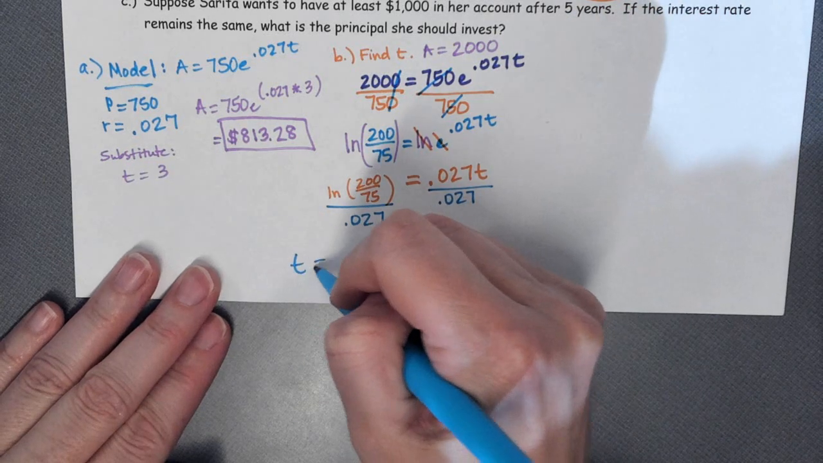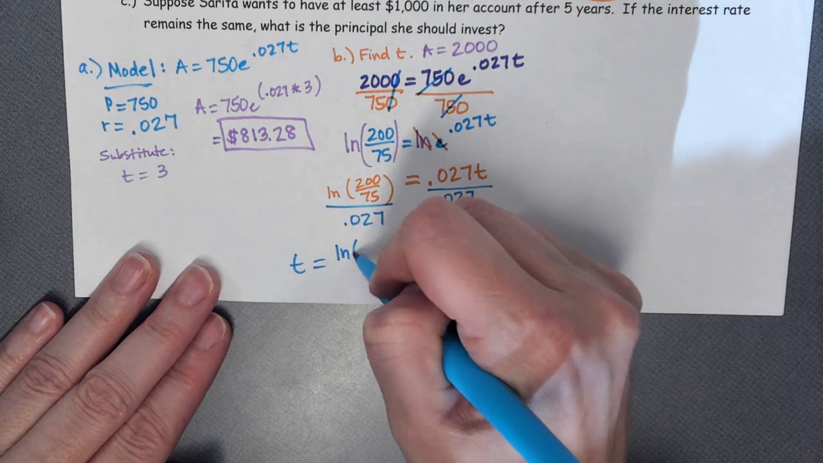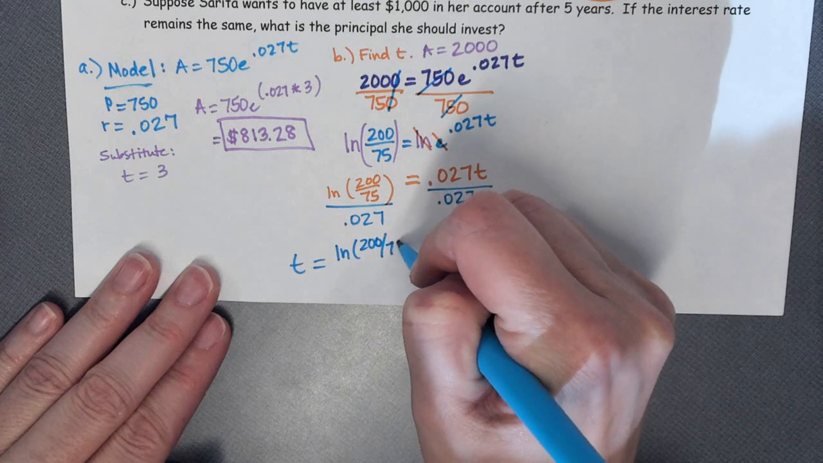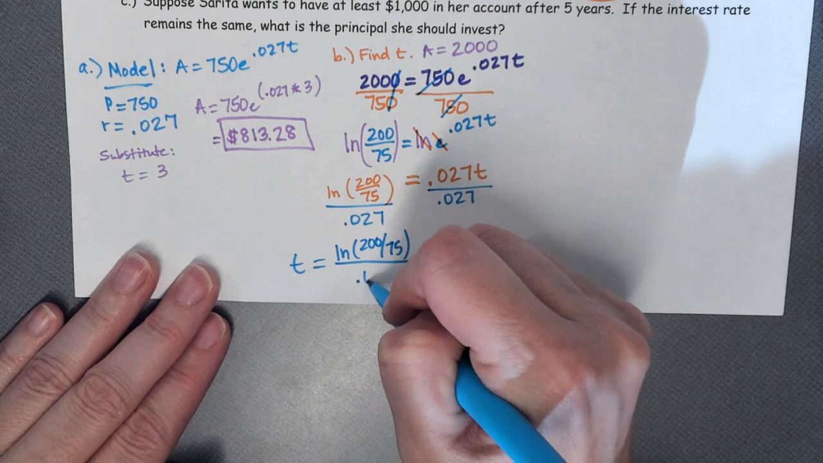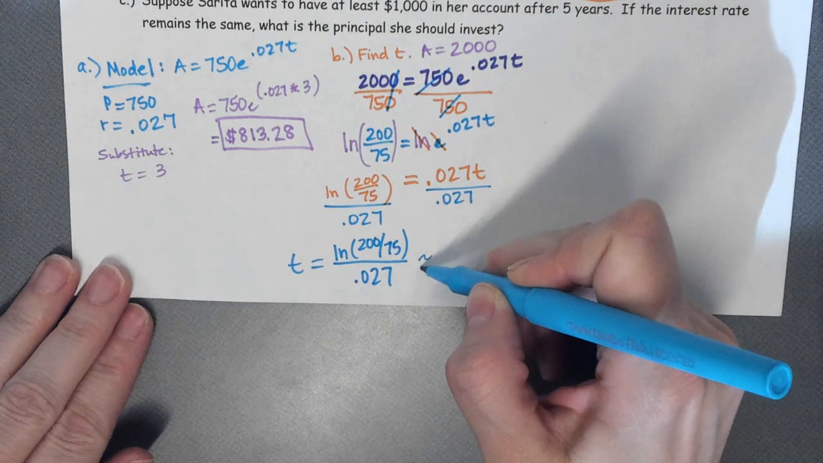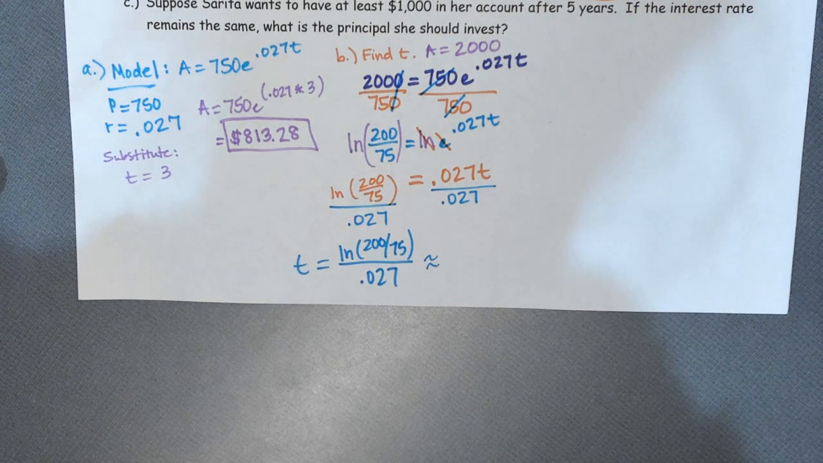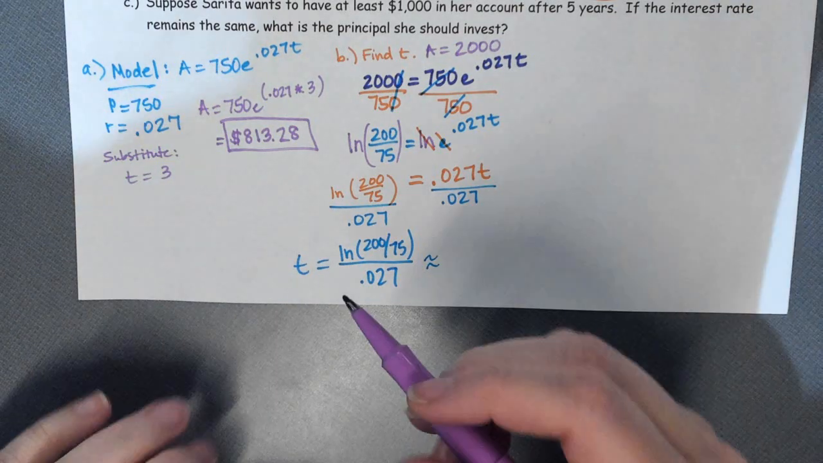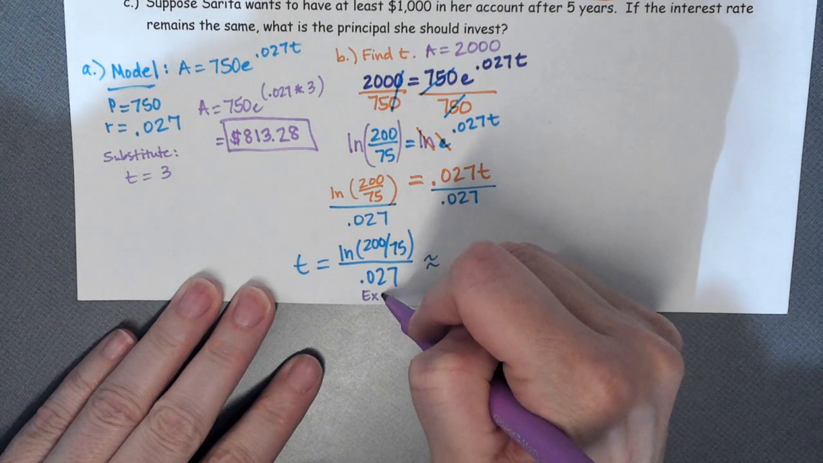So again, if this was something that I asked for an exact value for, this is what you would write. And then I'm going to have you round this to the nearest tenth. I want you to round your answer to the nearest tenth.